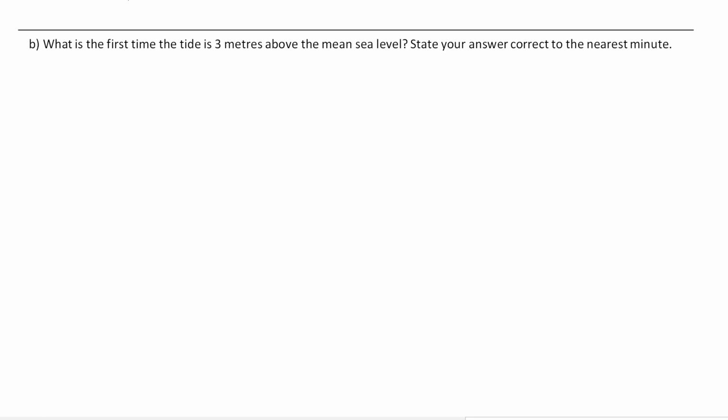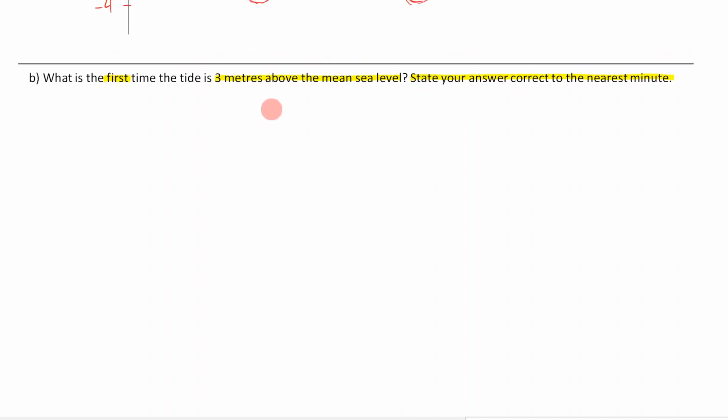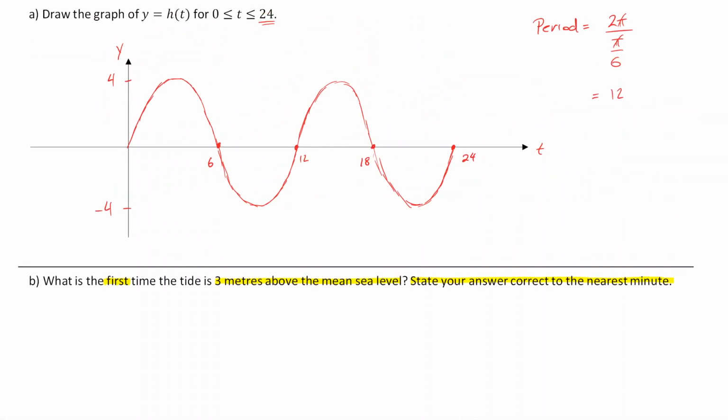We are now going to answer this part, which says, what is the first time the tide is 3 meters above the mean sea level? State your answer correct to the nearest minute. So if we come up here for a second, 3 meters above the mean sea level, that means what we're looking for is where is it first hitting? So if I draw this for a moment, this would be y is equal to 3. And we want where this is occurring. So what is the time at which it is first hitting y is equal to 3?